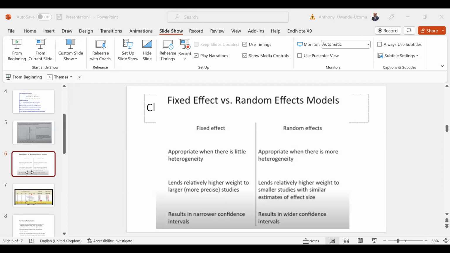Now another concept is the confidence interval. So let's not. We'll do that one later. Let me finish my presentation.